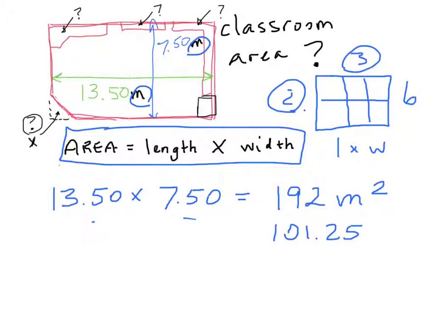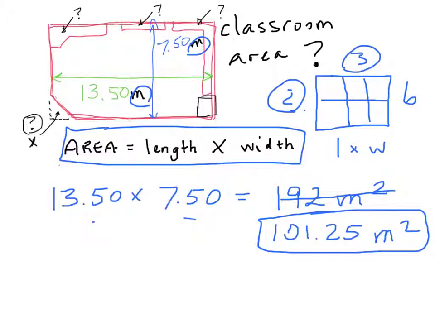So I know by estimating that 101.25 square meters is more likely. Plus, there were more people who got that calculation. And nobody got 192. So I'm going to go with this calculation, because that seems more reasonable based on my estimating. Now, here's a really important question, and I need everybody to listen to this. Is that the final step?